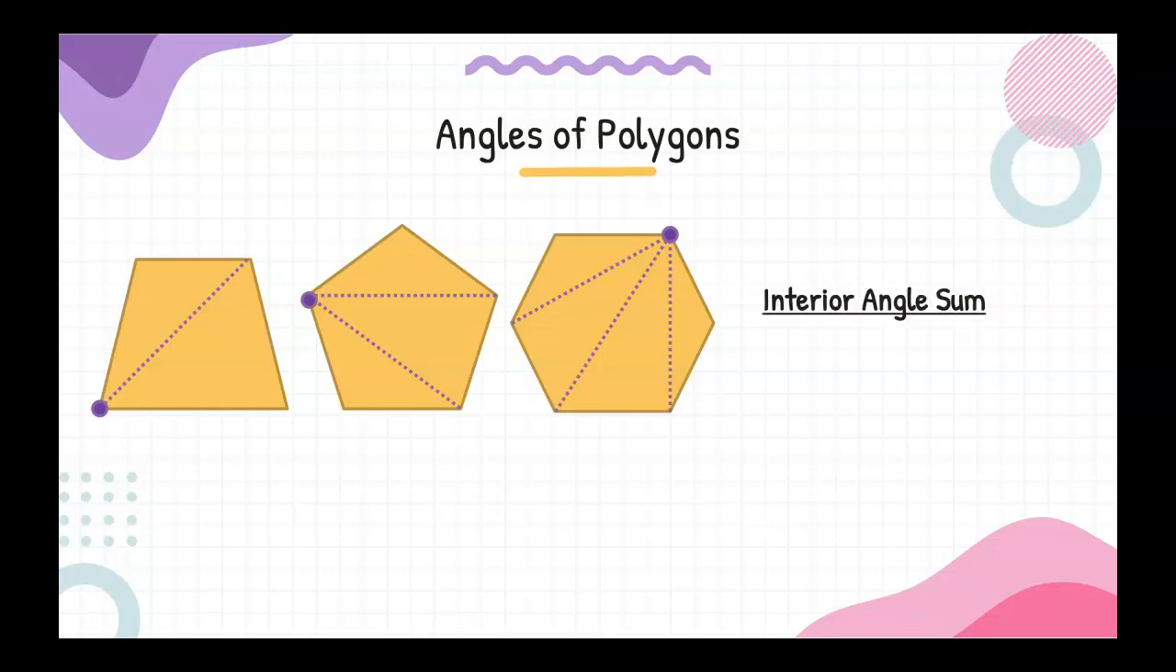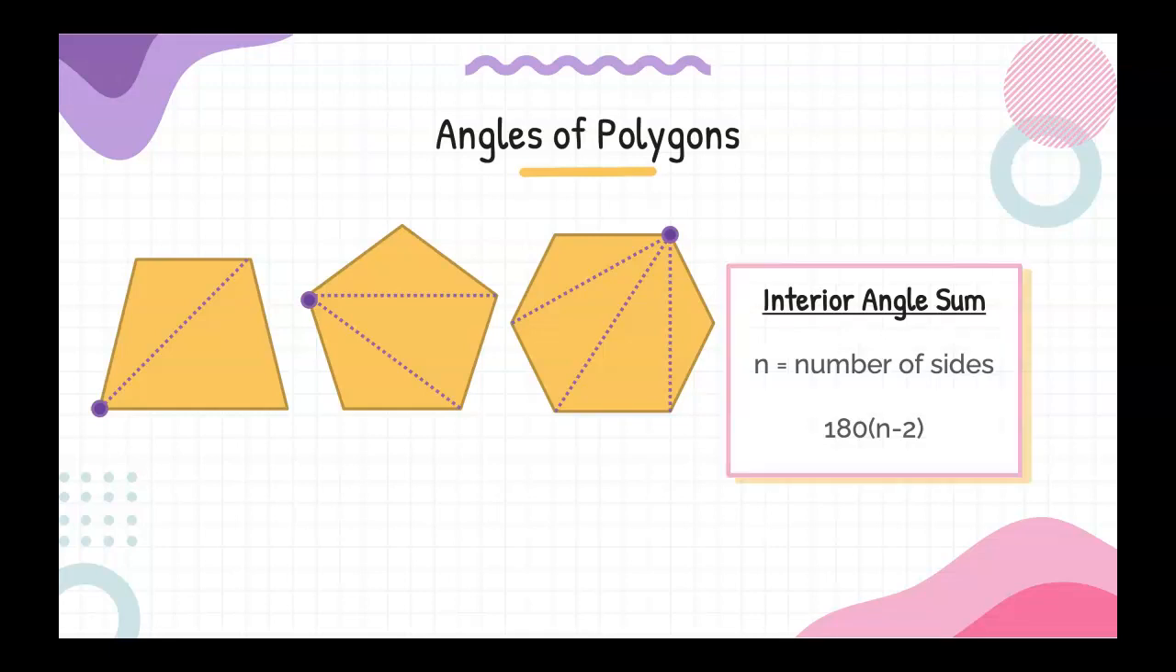This leads us to the formula for interior angle sum. The interior angle sum of any convex polygon, if n equals the number of sides, can be found by doing 180 times the quantity n minus 2. Subtract 2 from the number of sides, multiply it by 180 degrees for the angles in a triangle. This leads to some other nice applications.